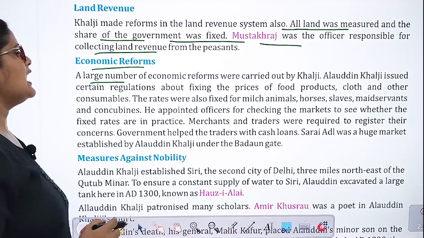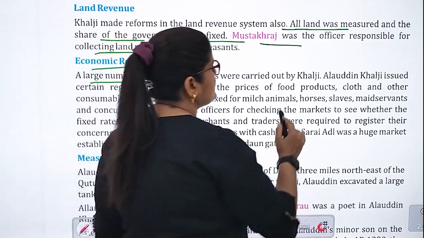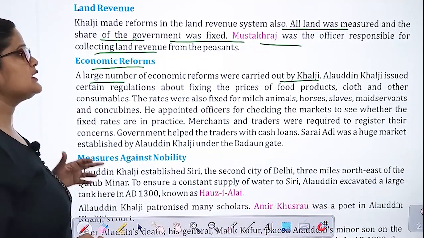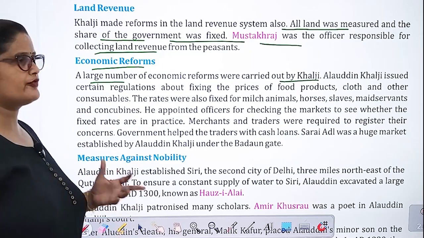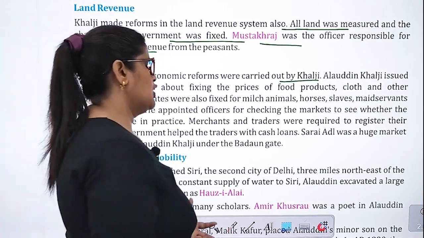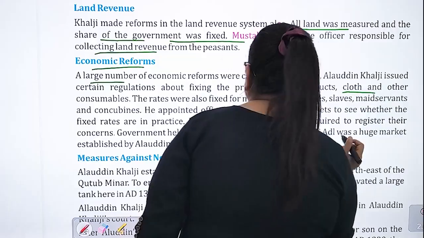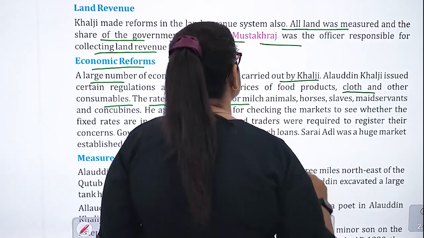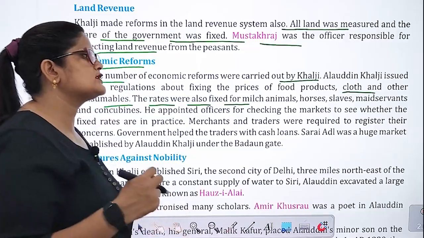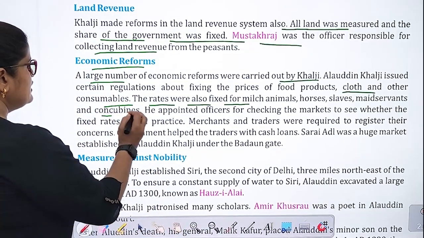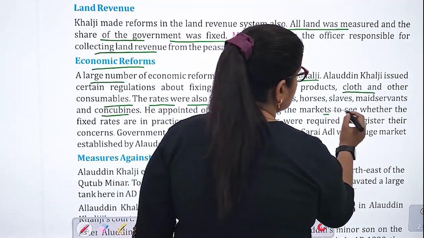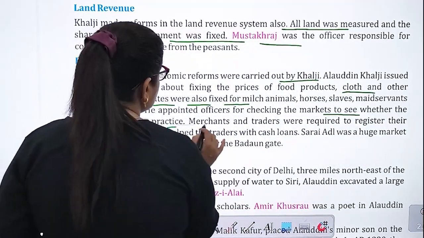Economic reforms. A large number of economic reforms were carried out. Alauddin Khalji issued certain regulations about fixing the prices of food products, clothes, and other consumables. The rates were also fixed for milch animals, horses, slaves, maidservants, and concubines. He appointed officers for checking the markets to see whether the fixed rates were in practice.